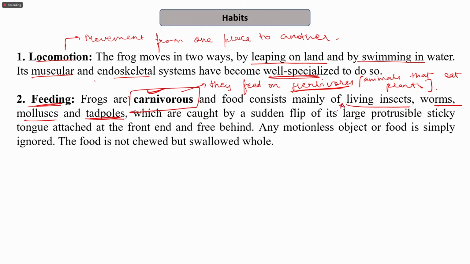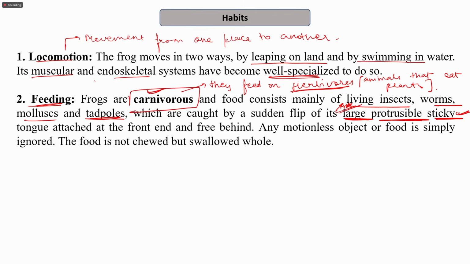So this is very important, which I'm going to talk about: the type of tongue. Their tongue is large and protrusible, that is, it can come out. It is sticky. Why? It is adapted in such a way. Firstly, the large tongue allows it to catch the prey from a distance. And in order to catch the prey, the tongue is protrusible and sticky, so that when it comes in contact with the prey, the insects or mollusks or tadpoles or worms, etc., stick to the tongue.